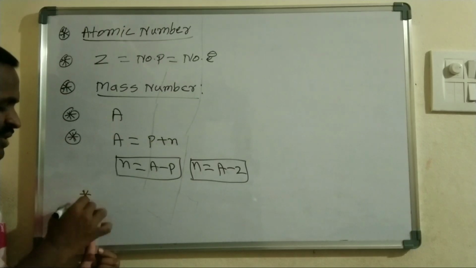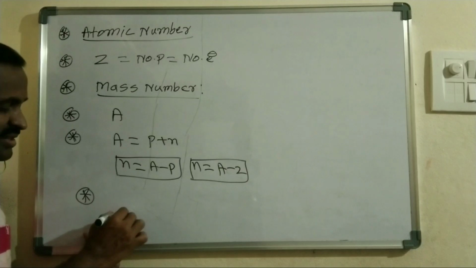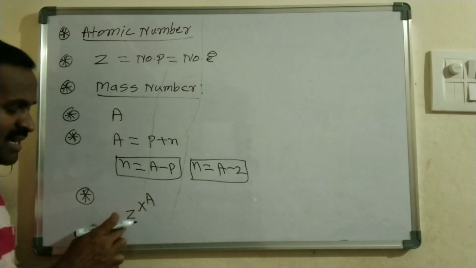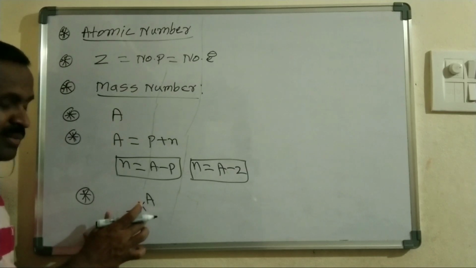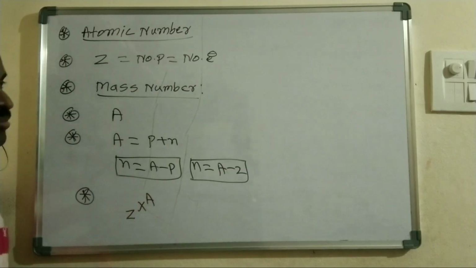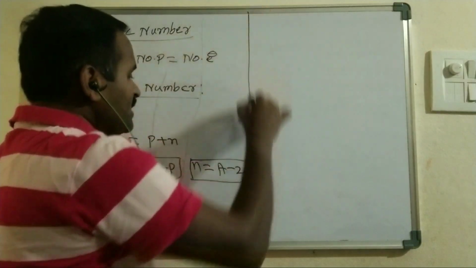Generally, the nuclide representation can be done as ZXA, where Z indicates the atomic number, X is the symbol of the element, and A is the mass number, right?